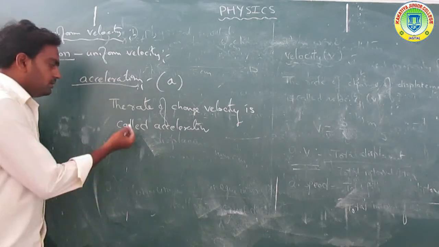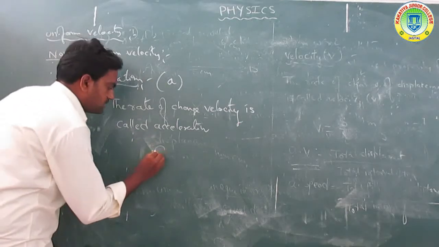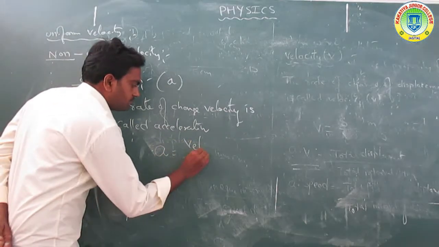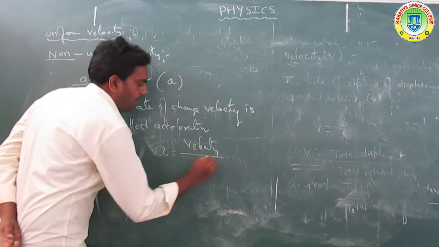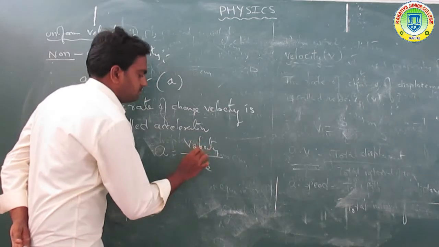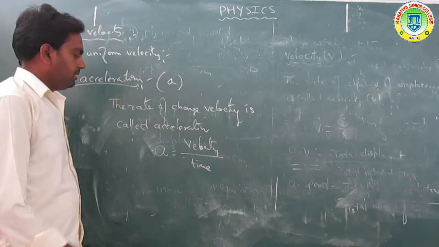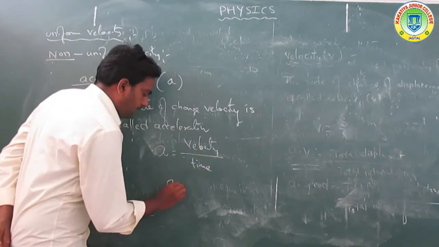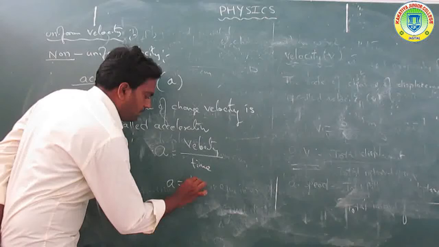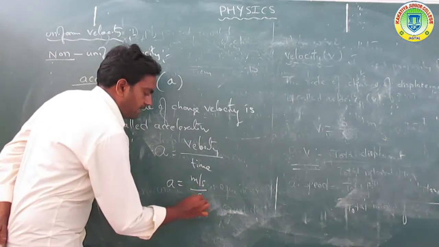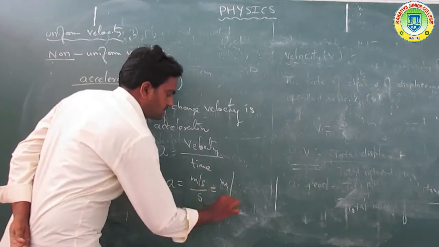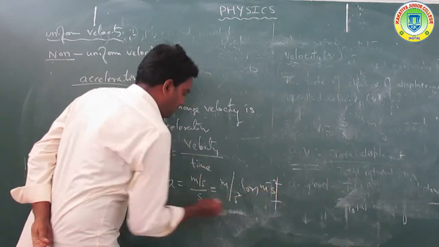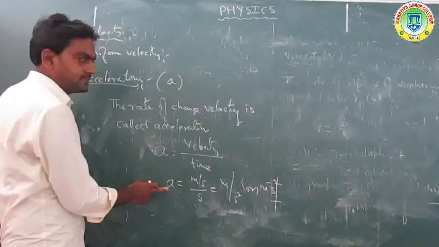Now, as per the definition, we can write acceleration: a is equal to change in velocity by time. Velocity by time is called acceleration. Units of acceleration: velocity is meter per second, divided by second. So meter per second square, or m s^-2, is the unit of acceleration.